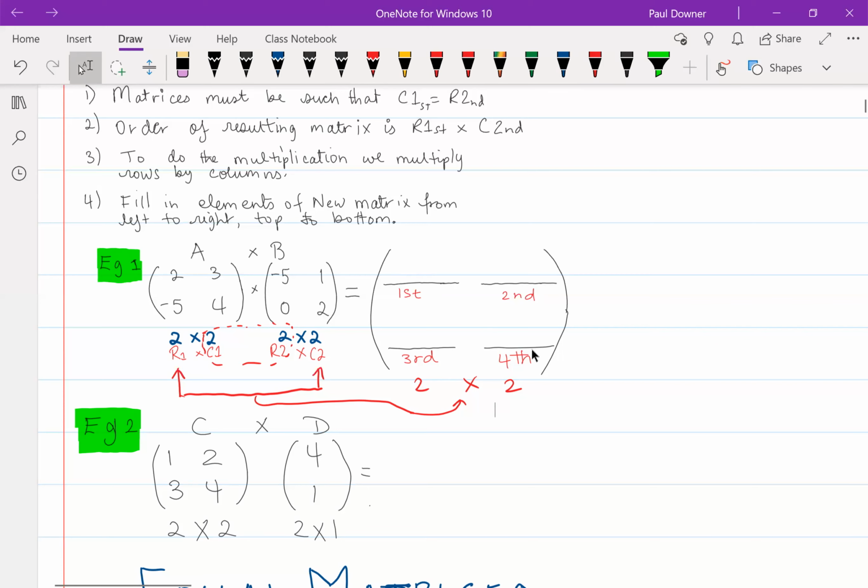Okay, so this is the process of filling out the matrix, and it's done in a manner as if we were reading, right? Left to right.